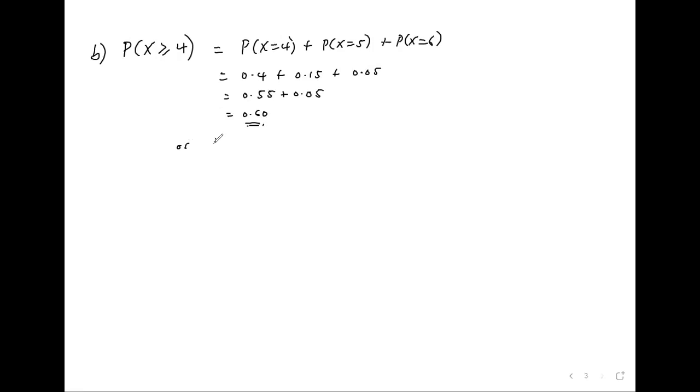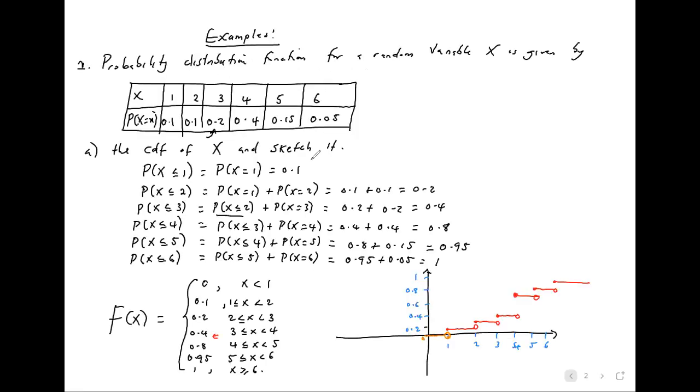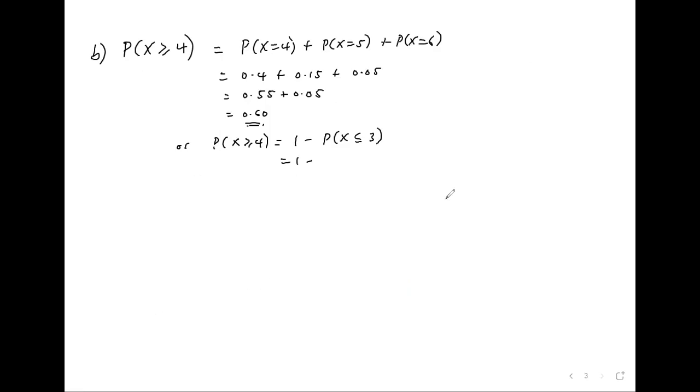Or simply, this same probability would also work if you understood that you get the total probability, which is 1, and then subtract the probability that X is less or equal to 3, which is 1 minus probability X is less or equal to 3. We got it in the CDF. In the CDF, less or equal to 3, we got 0.4. So you subtract 1 minus 0.4, so you get 0.6. The same as that one.